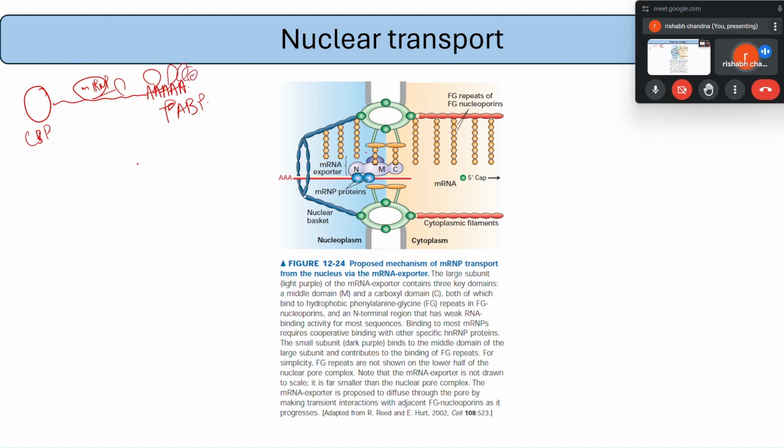And there is another protein that is an mRNA exporter. This has three domains: N terminal, C terminal, and the middle domain that basically has the FG repeats. These proteins interact with a large protein complex that has the FG repeats, which helps in binding to the nuclear pore complex proteins and export of the RNA from the nucleus to the cytoplasm. Okay, so this is how the mRNA is transported outside the nucleus.